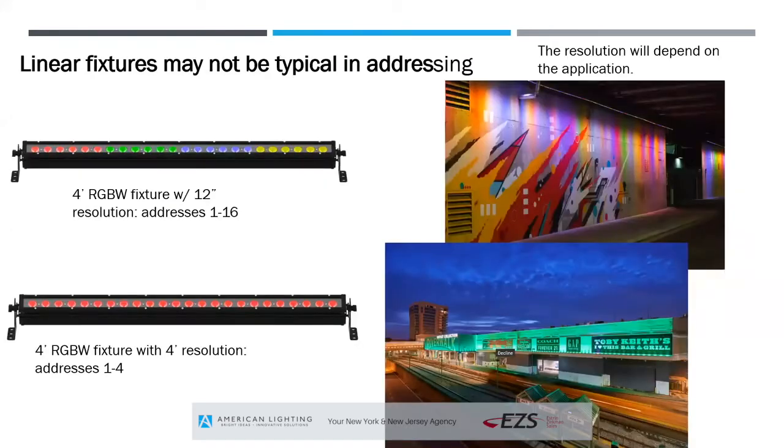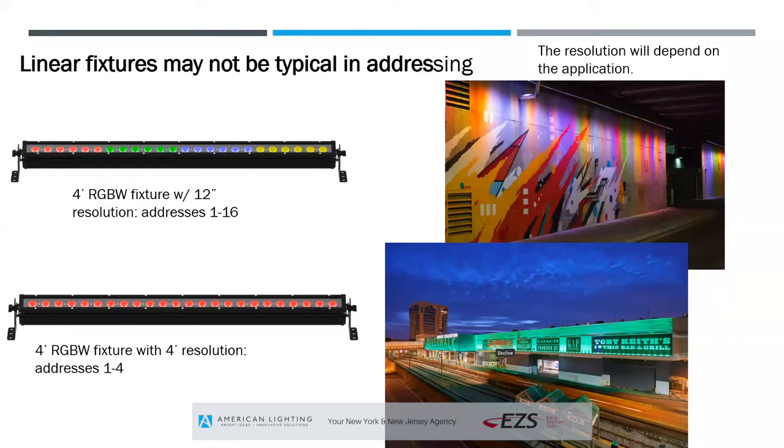Linear fixtures, though, may not be so typical when you address them. Like I mentioned before, that 4-foot RGBW fixture potentially can be controlled every 12 inches, which would result in 16 DMX addresses. Or we can change that through some programming typically and make it a single 4-foot resolution, which would only use 4 DMX addresses.